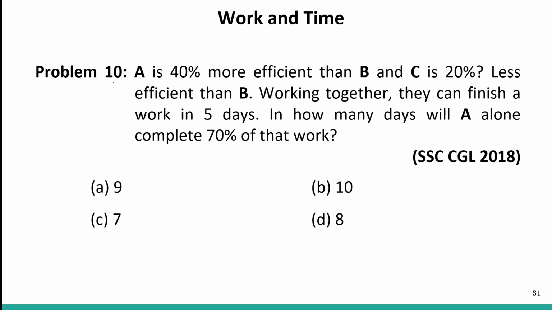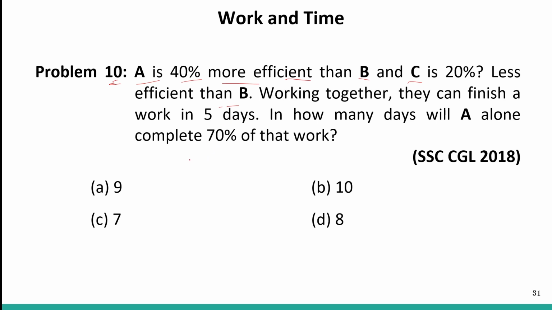So let's see problem number 10. A is 40% more efficient than B and C. C is 20% less efficient than B. Working together, they can finish a work in 5 days. So in how many days can A alone complete 70% of that work?